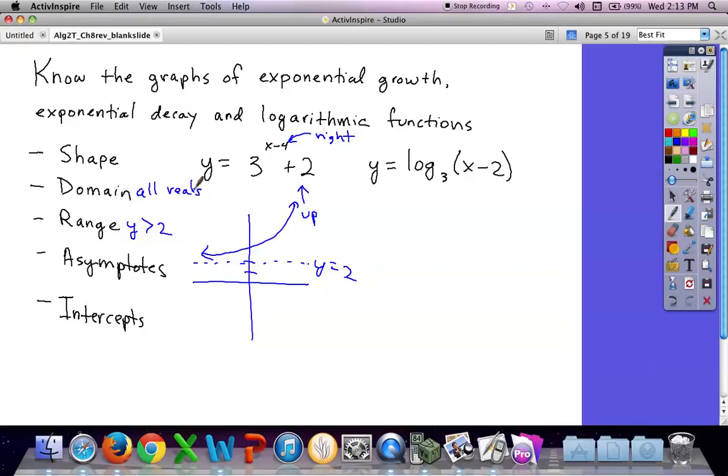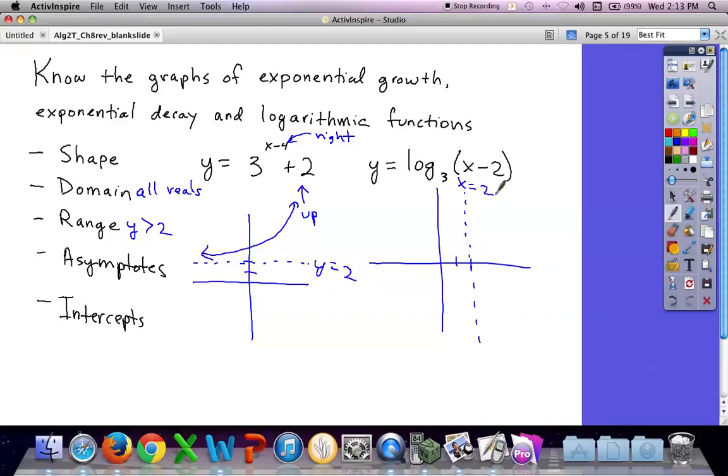Right? What's the effect on the logarithm graph? Because I'm subtracting 2 inside the function. It's a right 2. Is that going to affect anything? Right? So if you start with a logarithm, normally has an asymptote on the y-axis, but if you move the whole graph to the right 2, now it has an asymptote here. So x equals 2.